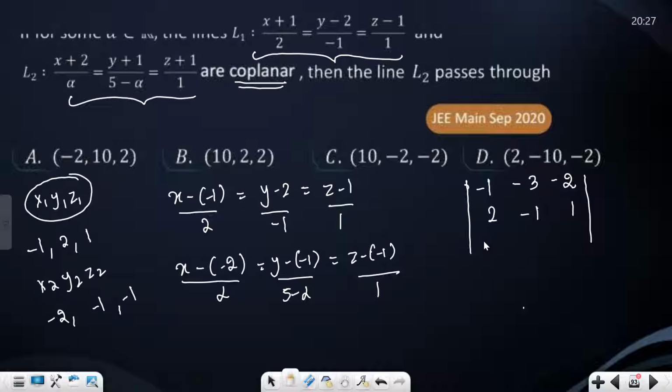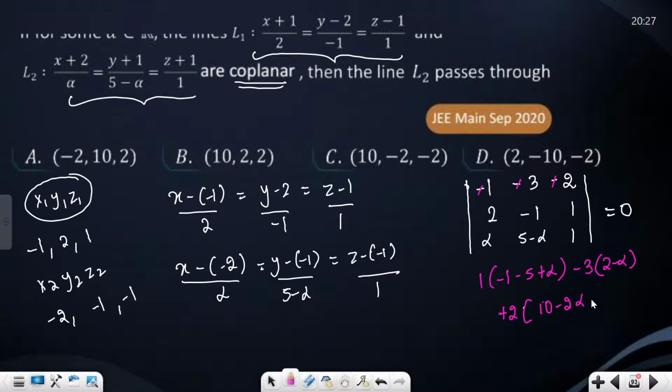Upon 2, minus 1, 1, and alpha, 5 minus alpha, and 1. This should be 0. Also, this minus sign you can just remove. Now expand it: 1 minus 1 minus 5 plus alpha, minus 3 times 2 minus alpha plus 2, and this is going to become 10 minus 2 alpha, equals to 0. So this is alpha minus 6 plus 3 alpha, and plus 20 minus 2 alpha equals to 0. So this is 2 alpha, and 20 minus 12 is plus 8 equals to 0. So from here alpha is coming out as minus 4.